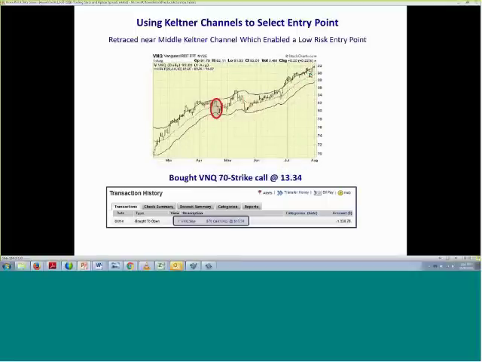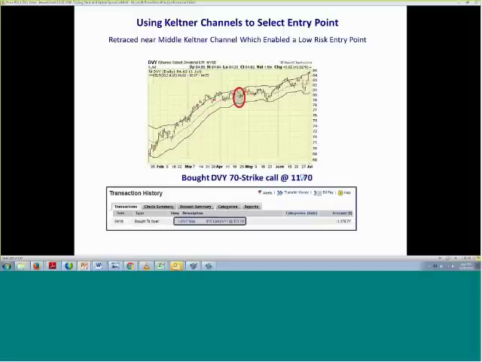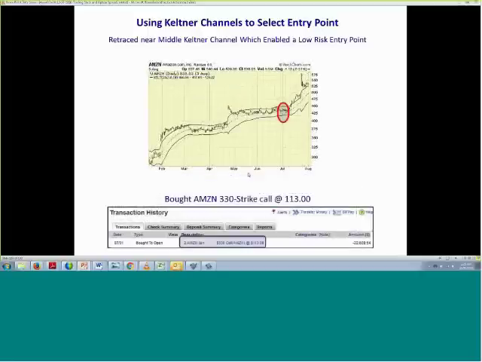Here's another example, the B&Q Real Estate Investment Trust, again on another strong uptrend, got overbought up here. We waited till it retraced and bought the 70 strike call at 1334. This is DVY, the dividend index. Another strong price uptrend, as you can see by the daily price movement, waited to retrace to the middle channel and bought the 70 strike call at 1170.